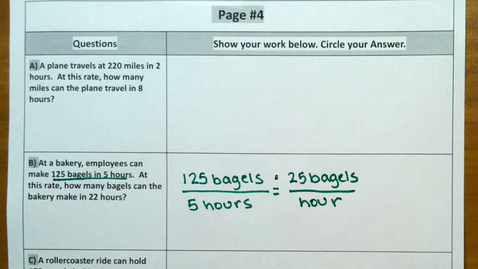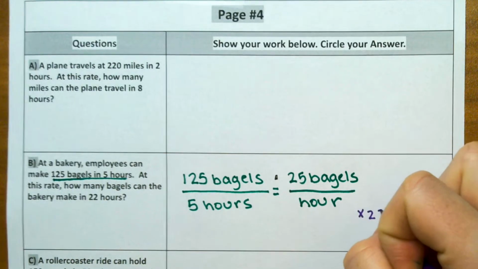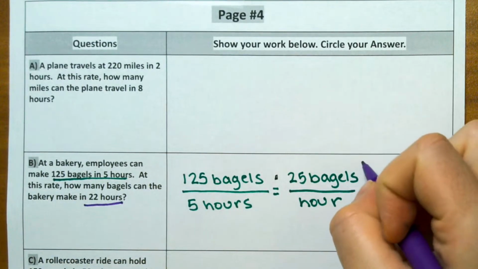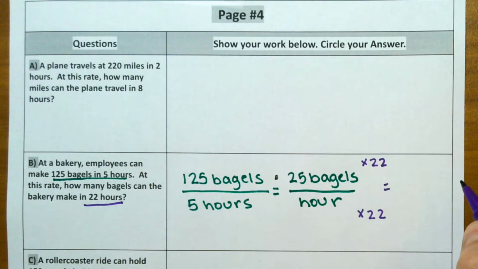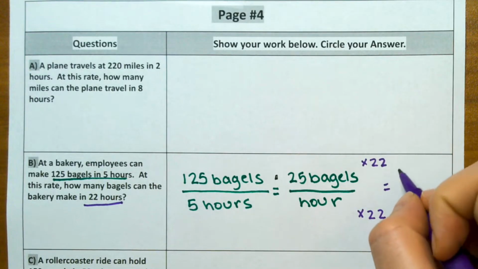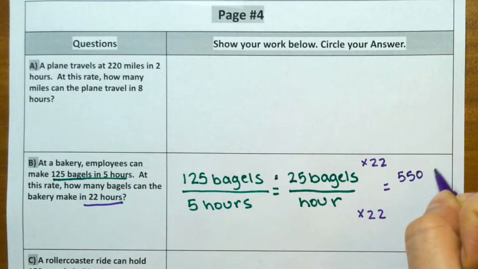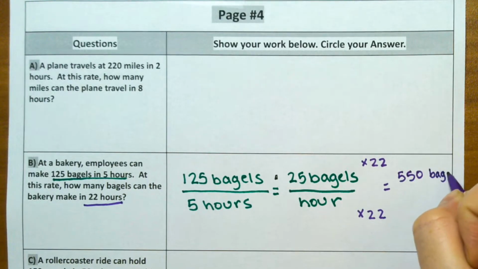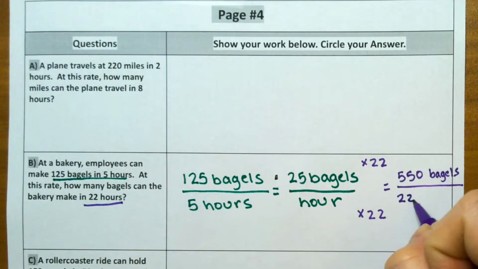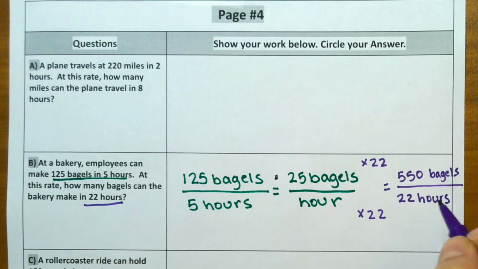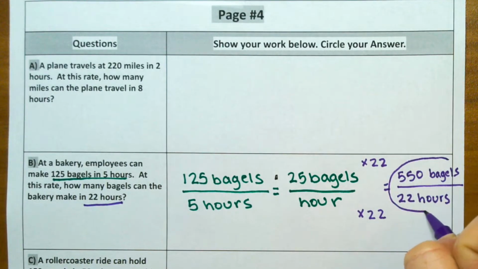Now that we know how many bagels can be made in 1 hour, we'll multiply that by 22 to figure out how many bagels can be made in 22 hours. So 25 times 22 is 550 bagels. That says bagels in 22 hours. So 550 bagels can be made in 22 hours.